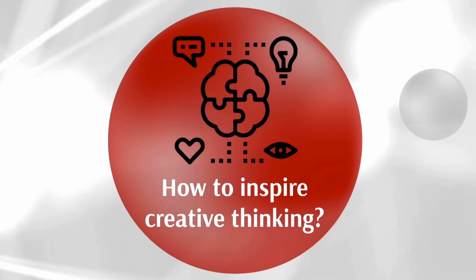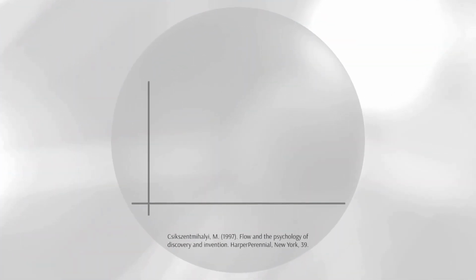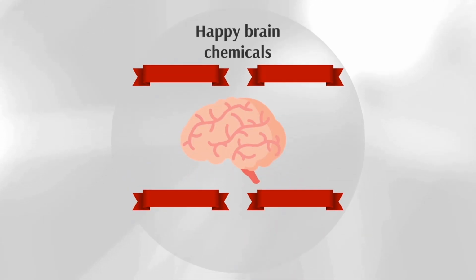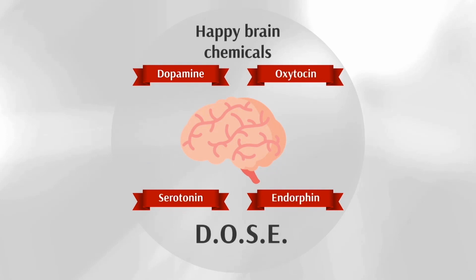If you want to create digital content that is engaging and inspires creative thinking, you have to think about challenge and skill levels. When you strike the right balance, it puts the students in a state of flow. They like what they are doing and they are enthusiastic about learning. The well-balanced activities release the happy brain chemicals: dopamine, oxytocin, serotonin, and endorphin. The acronym DOSE is a daily dose of a superpower that stimulates creativity and metacognition.